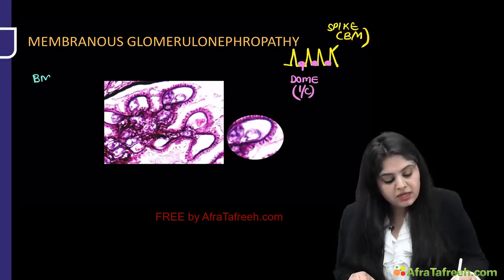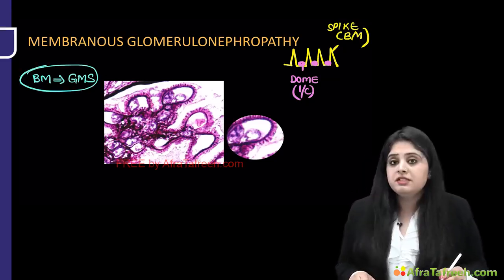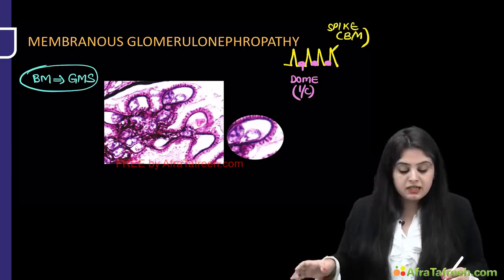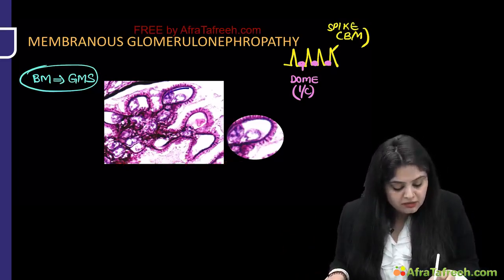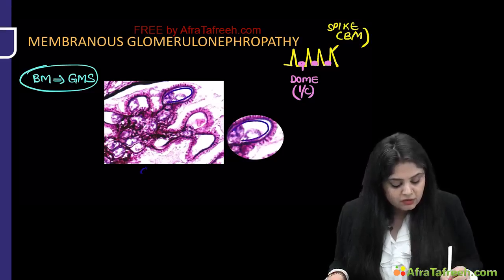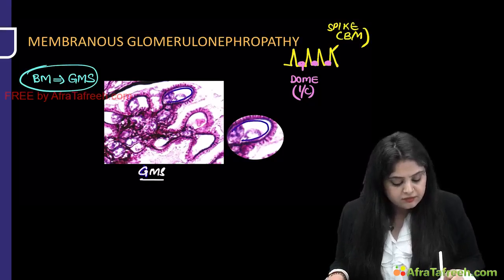For the basement membrane, as we had studied, Gomori's methenamine silver stain can be used. Silver will always be black, right? So now if you look at this picture, you realize that the basement membranes are coming out black. Why are the basement membranes coming out black? Because I have used Gomori methenamine silver stain.